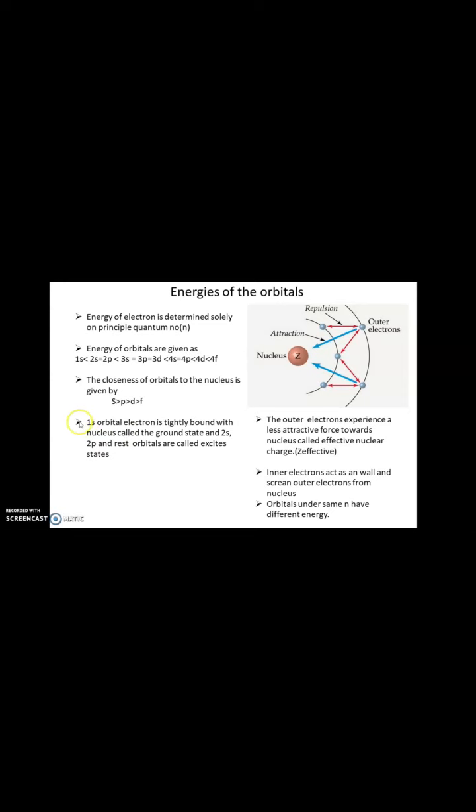The 1s orbital is the ground energy state, and consequently the 2s, 2p and the rest of the orbitals are called the excited states of electrons, because their energies are higher than 1s. The 1s orbital has the lowest energy since it is the closest to the nucleus. Clear? Similarly, 2s and 2p, present in n equals 2, are called the excited state.